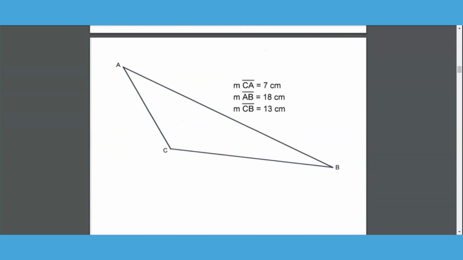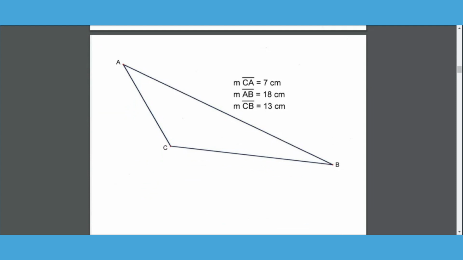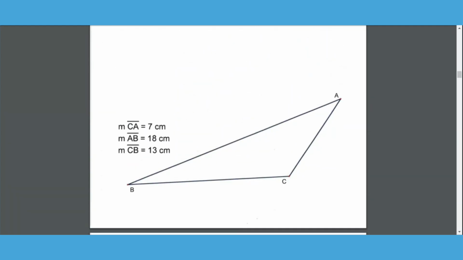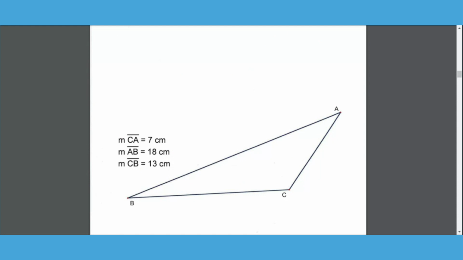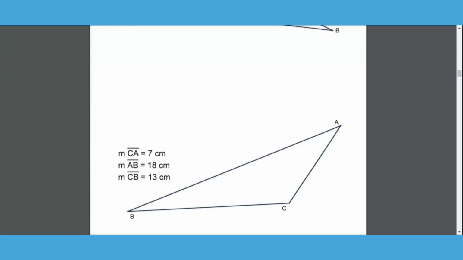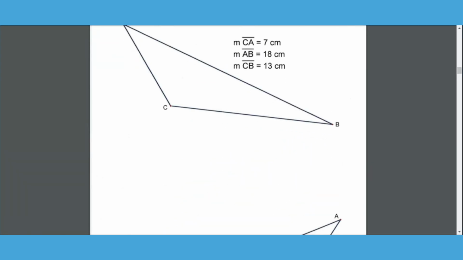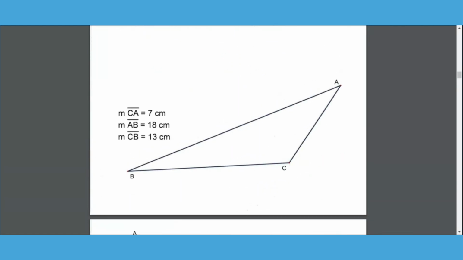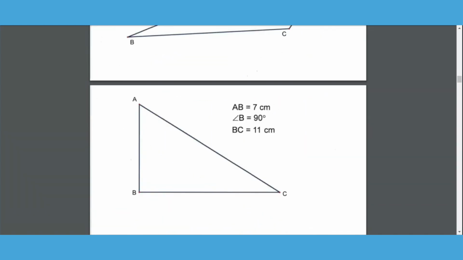Another example is still side-side-side: 7, 8, and 13, while this one on the same page is also 7, 8, and 13. Remember, this page will have been cut in half so that a different student is given each of these. They will then check to see if these two triangles that have the same side measurements are in fact completely congruent, meaning that all of their angles are also congruent.